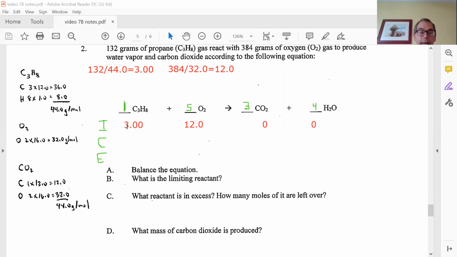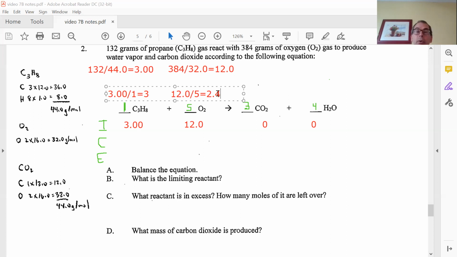What I'm going to do is take this number and divide it by its coefficient. So I'm going to take 3.00 over 1, which equals 3. I'm not even worried about sig figs here. And then I'm going to take this 12.0 and divide it by 5, and I get 2.4. I'm like, oh, 2.4 is less than 3.